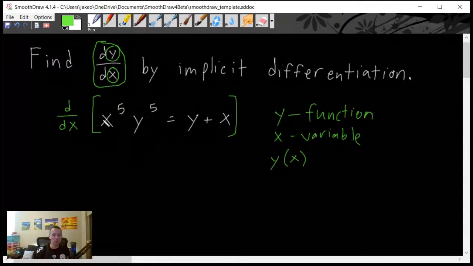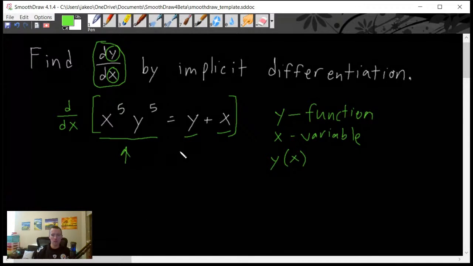So as we look through both sides of our equation here, we have three main terms. X to the fifth, y to the fifth is one term, y is one term, and x is one term. When I say term, I mean anything being multiplied together is one term. If we have a plus or a minus, that's a separate term. So y plus x is two separate terms, where x to the fifth times y to the fifth is all one term.